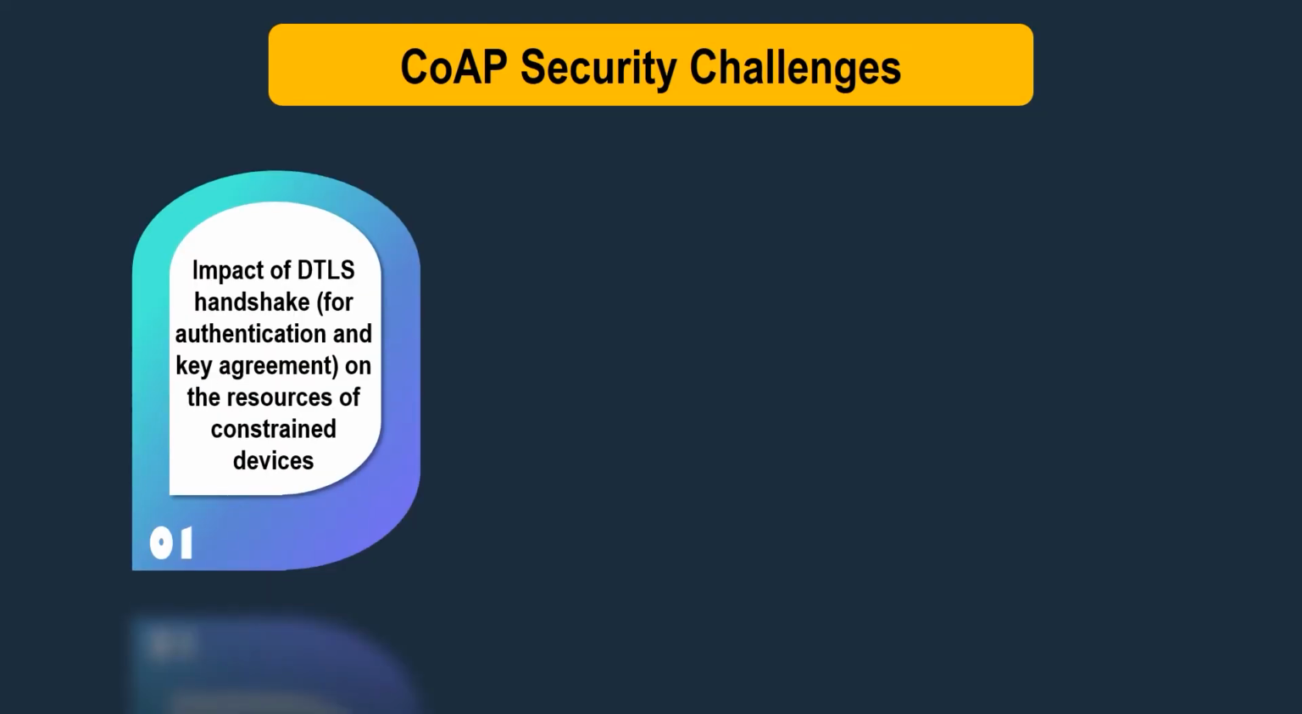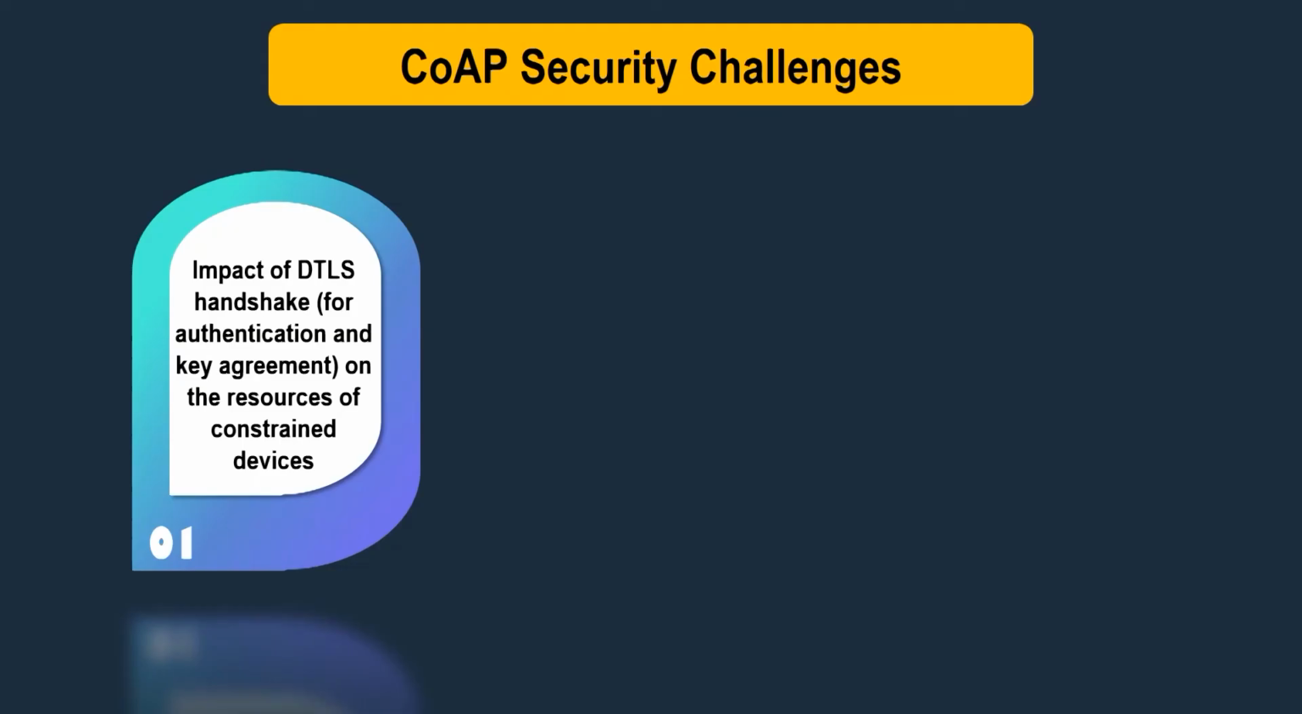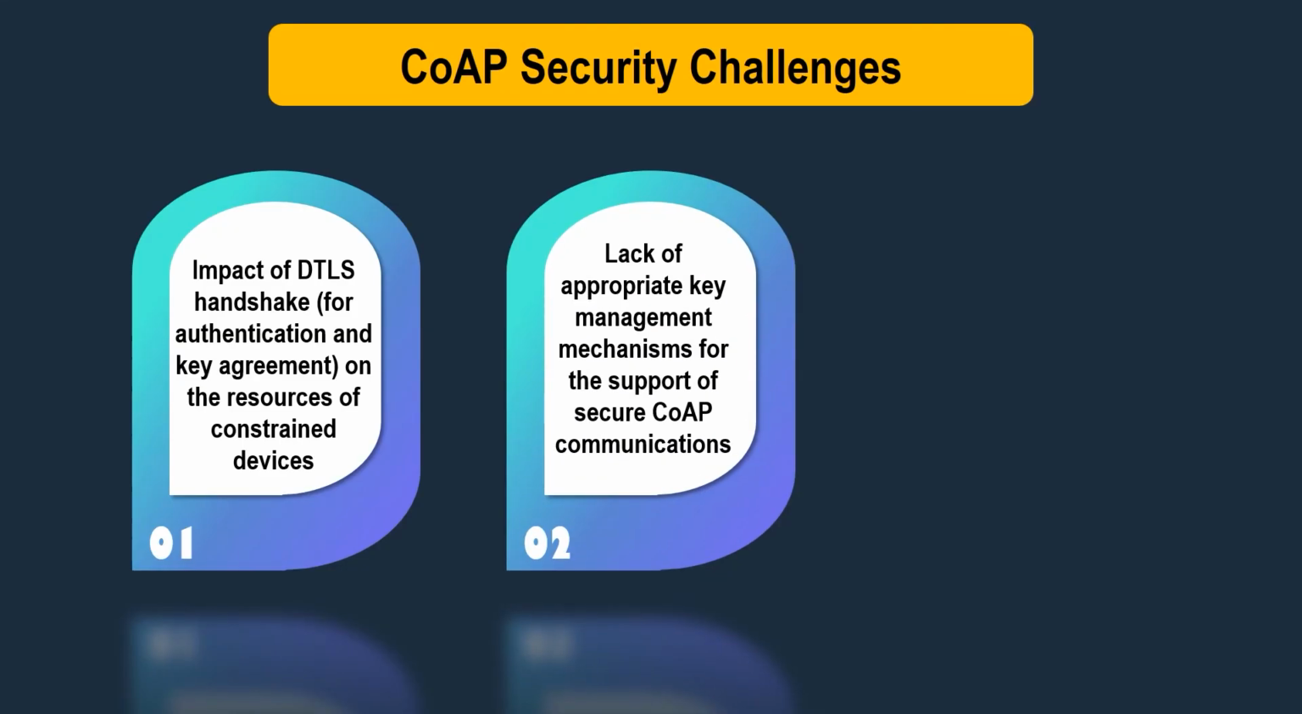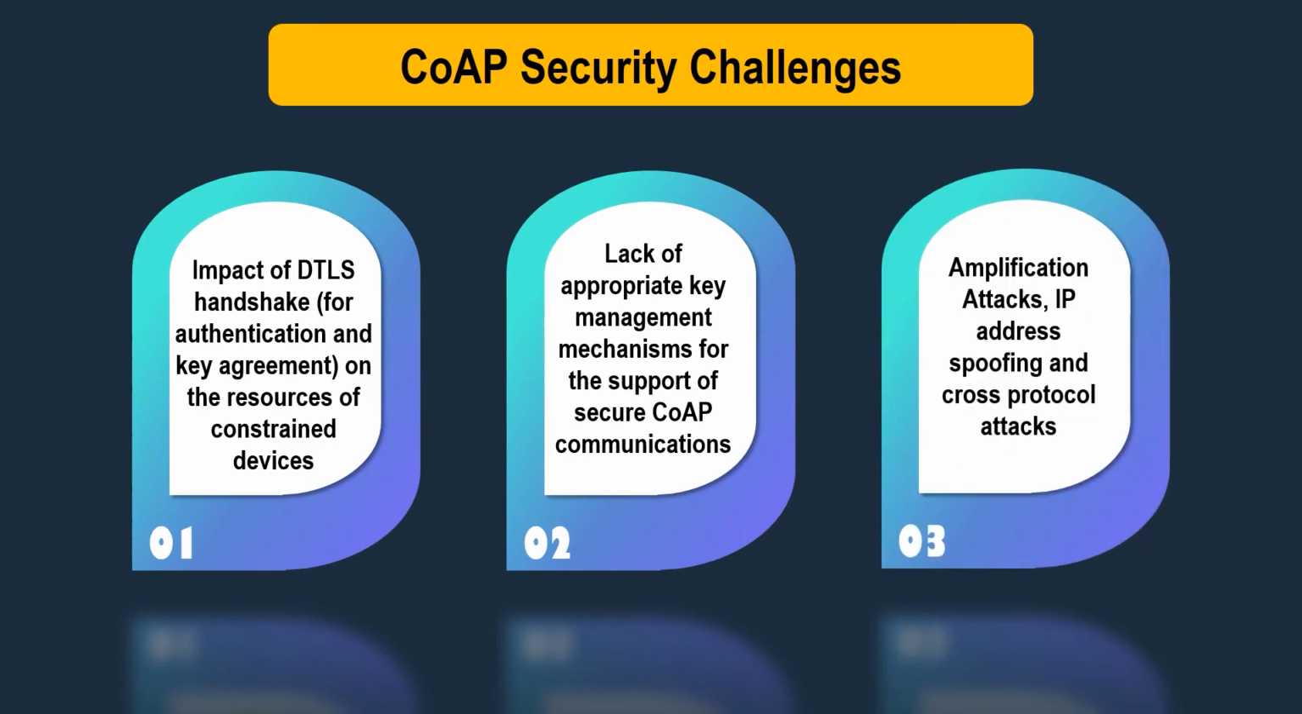However, the following challenges still need to be addressed in the context of CoAP security. The impact of DTLS handshake for authentication and key agreement can pose a significant impact on the resources of constrained devices. Thus, investigating optimizations for DTLS in IoT is still needed. And there is a lack of appropriate key management mechanisms for the support of secure CoAP communications. Amplification attacks, IP address spoofing, and cross-protocol attacks are also possible in CoAP. Thus, we must implement robust security measures to ensure secure communications in the Internet of Things.